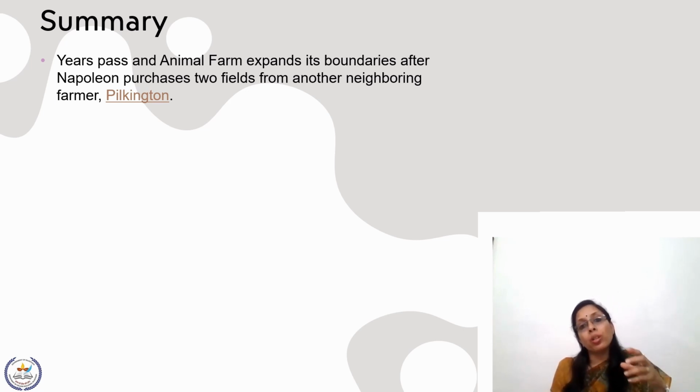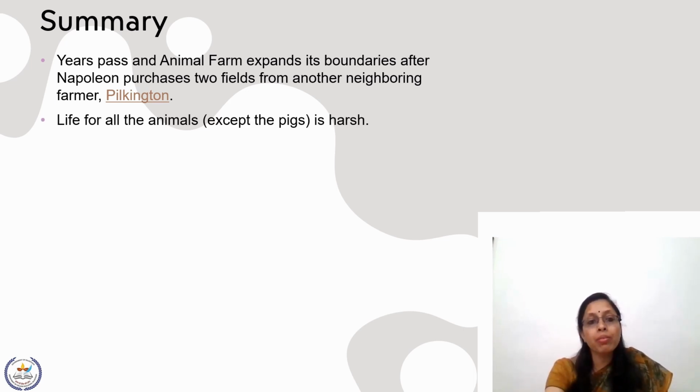So Napoleon, against the tenets of animalism, is interacting with human beings, is into business with them, and purchases other farms. And life for all the animals is harsh. They are still undernourished, they are still working harder than ever. So their life has not changed, and it seems as if it is even worse than what it was during Mr. Jones's times.